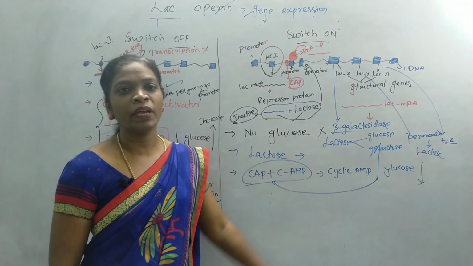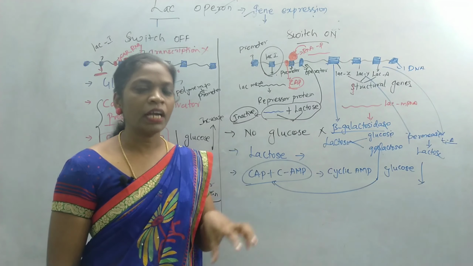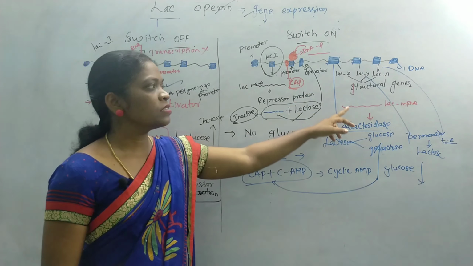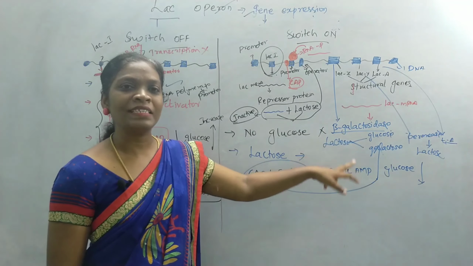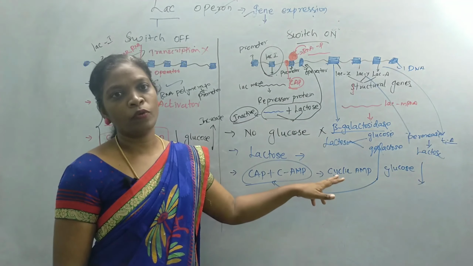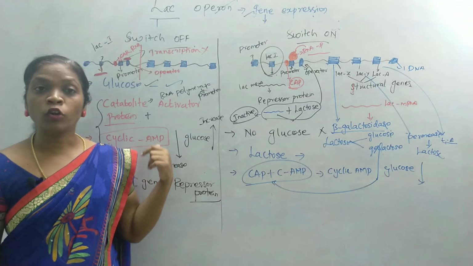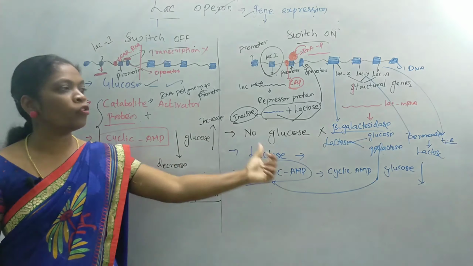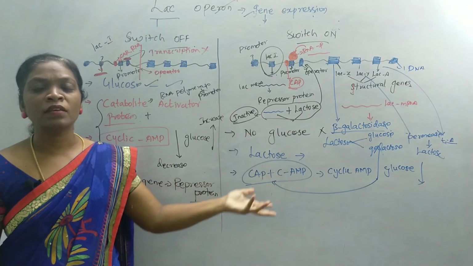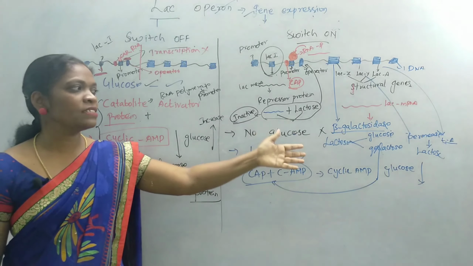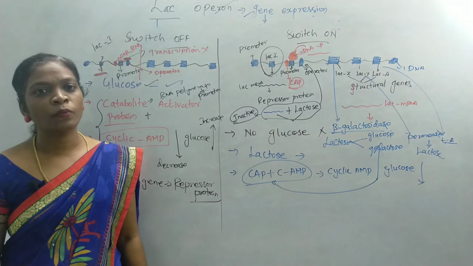Switch off and switch on mechanism: when there is a need of lactose metabolism, they undergo the process of transcription and translation to produce the enzymes necessary for lactose metabolism. But in cases where glucose is available in the environment, they will not go for producing all those enzymes, which is not necessary because those enzymes are used only for lactose metabolism.